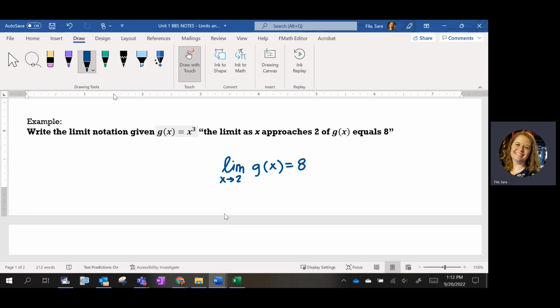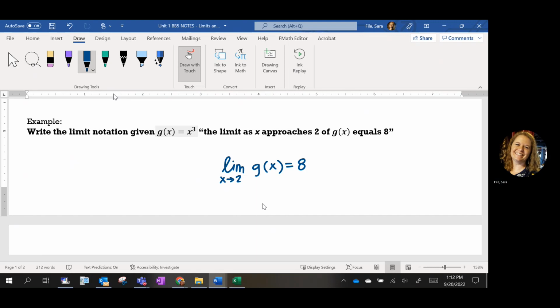Does anybody agree or disagree? Get some yays or nays here? What do y'all think? Yeah, that looks good. That's correct. So the limit of g of x as x approaches 2 is 8, or equals 8.